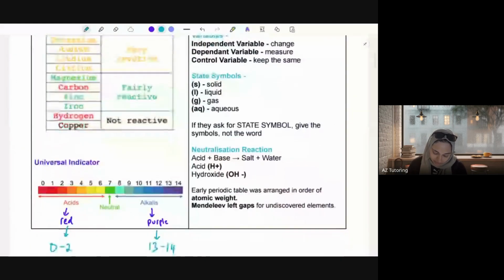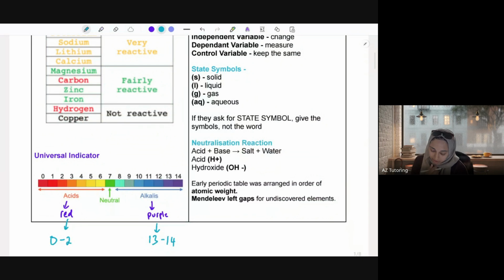Okay, let's just go back up to here and make sure we've not missed anything. The early periodic table was arranged in order of atomic weight. So it's quite a common question, this. How was the early periodic table arranged prior to what it looks like today? It was in order of atomic weight. And then Mendeleev came along. He left gaps in the periodic table to allow for undiscovered elements to be slotted in there.